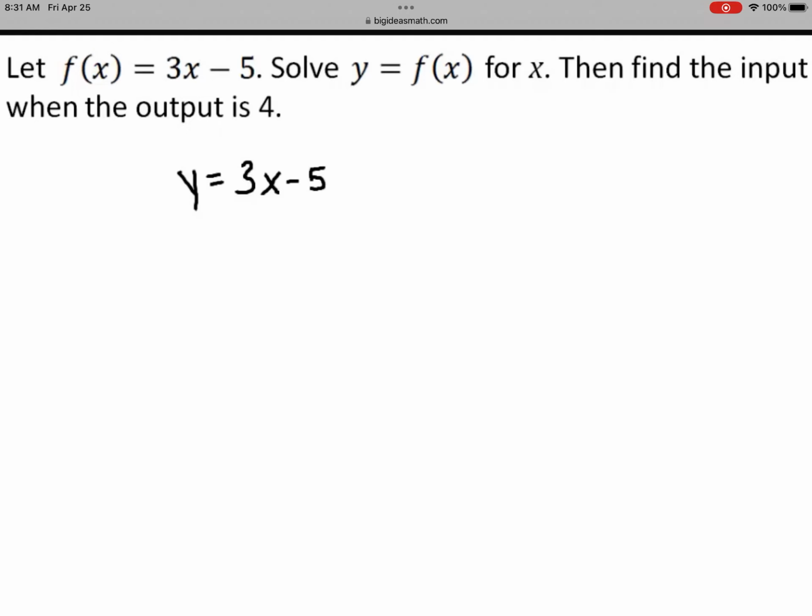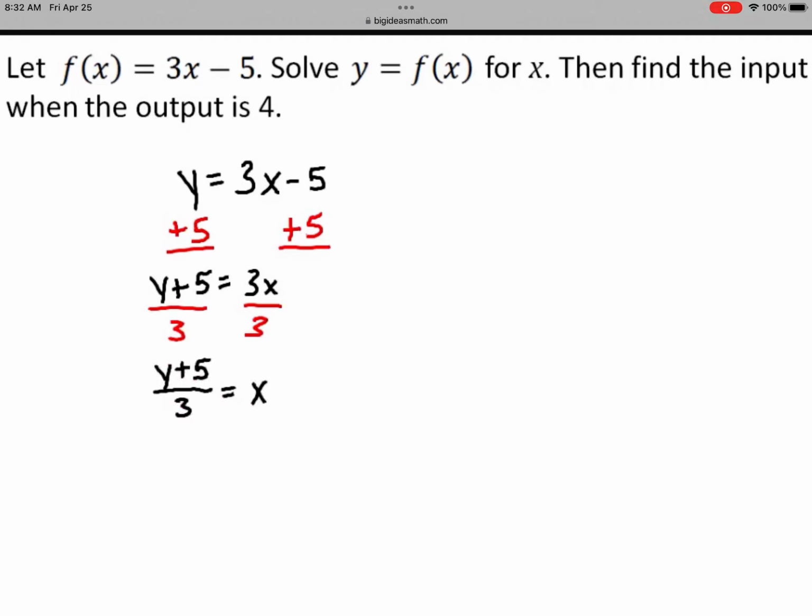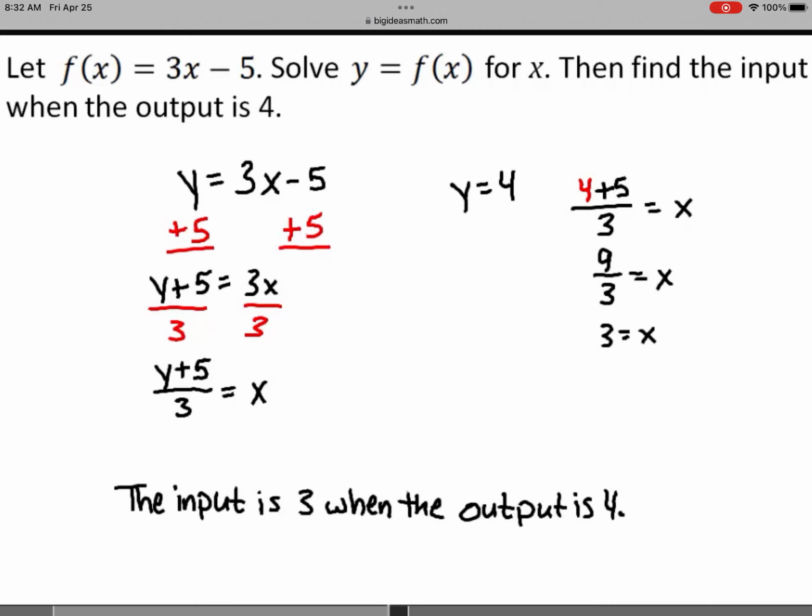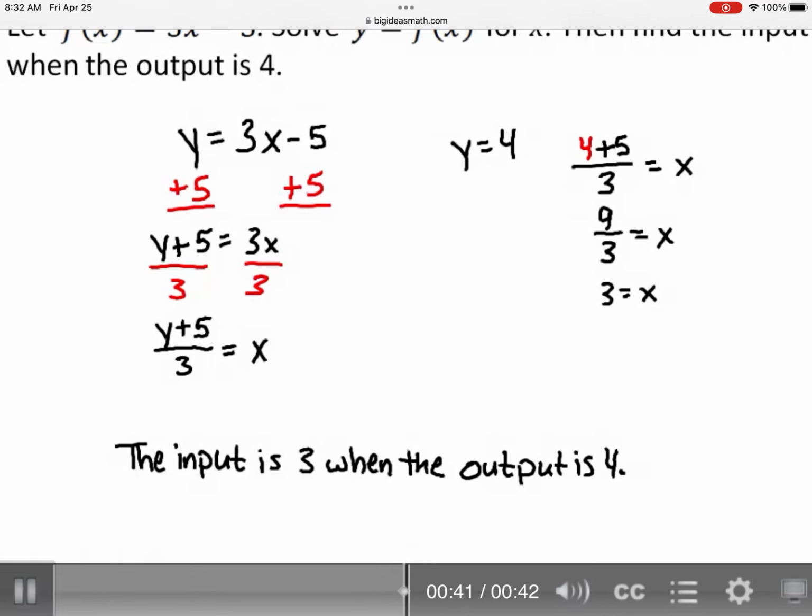To do this, first add 5 to each side, giving you y plus 5 equals 3x. Then divide each side by 3, leaving you with the quantity y plus 5 divided by 3 equals x. Now you want to find the input when y equals 4. So substitute 4 for y and simplify. 4 plus 5 is 9, and 9 divided by 3 is 3. So the input is 3 when the output is 4.